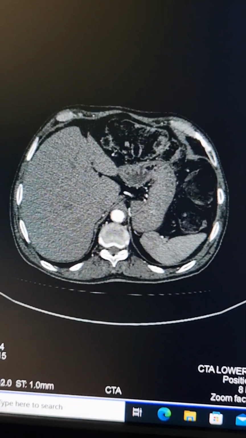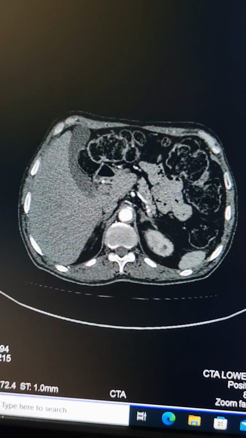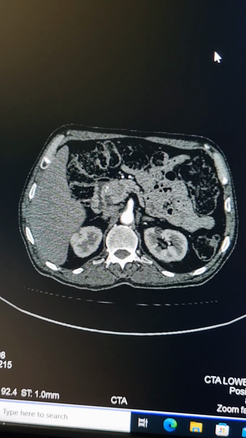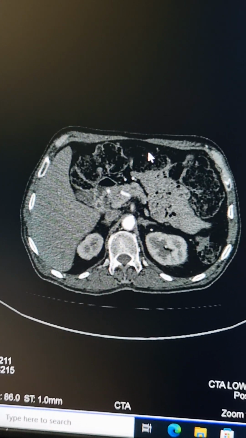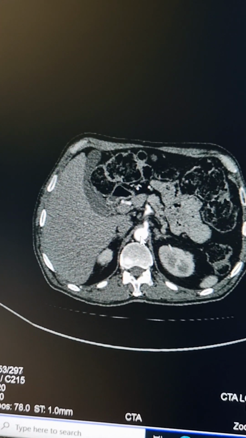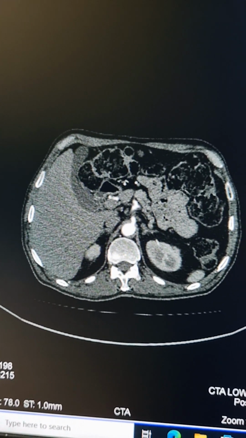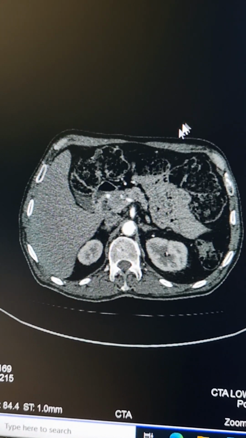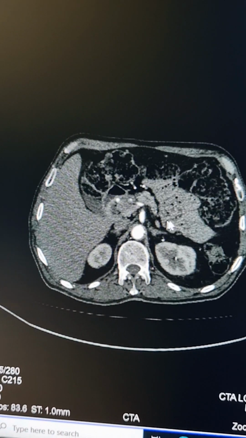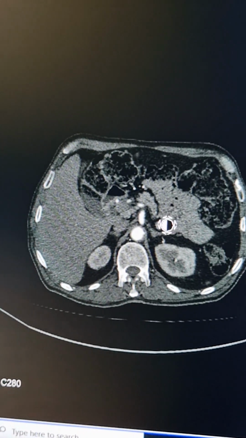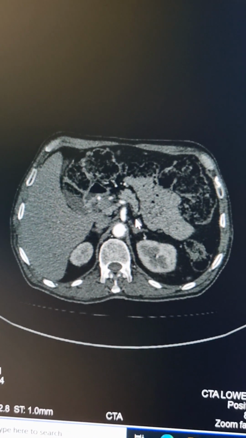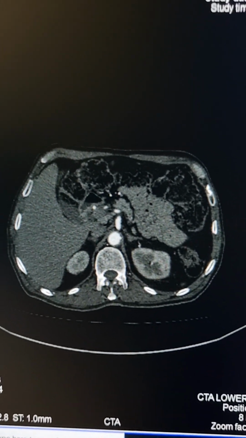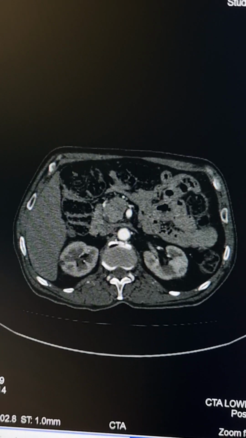Now this is the CT angiogram. This will be a bit lengthy, but you have to be with me patiently. This is the celiac trunk here, this one. In fact, all the blood vessels are mildly narrowed at their origins, whether it is the celiac trunk or the rest of the blood vessels.